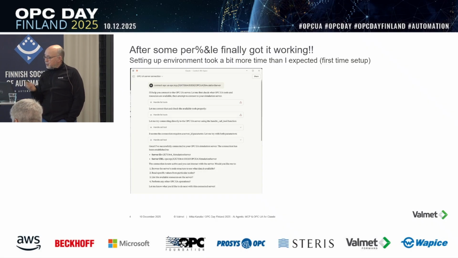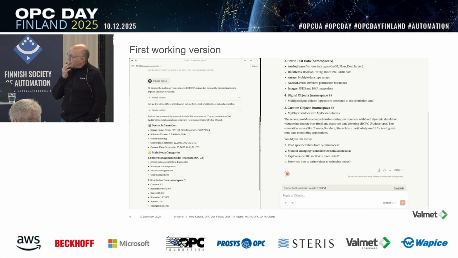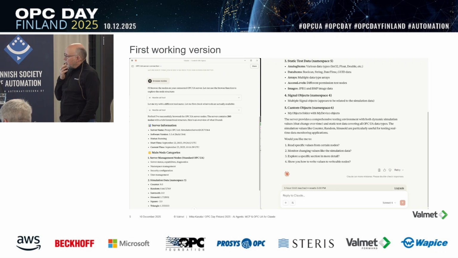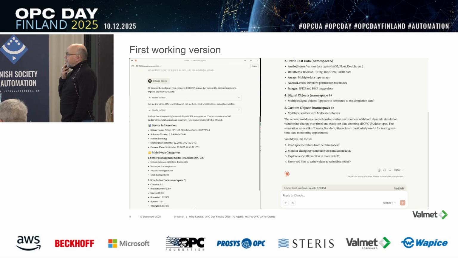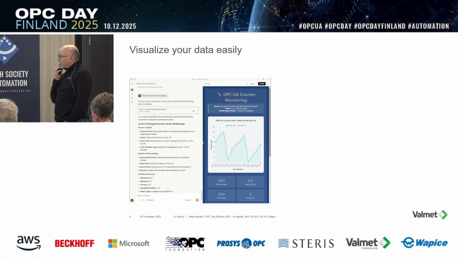I tested it a little bit, and that was the first time. So I get the information there, the server information, the nodes and the simulation data and the static test data, those folders that the simulation server contains. Looks great, okay?